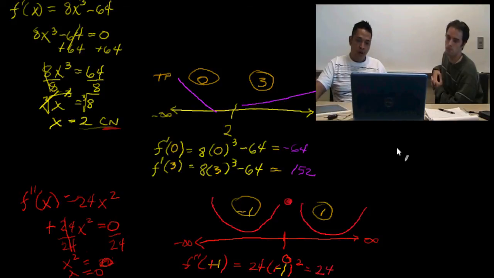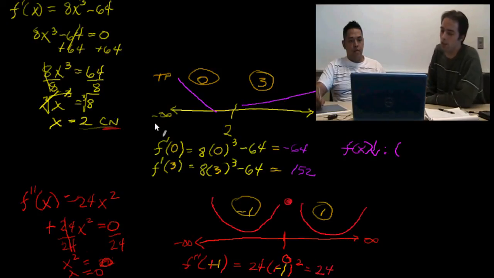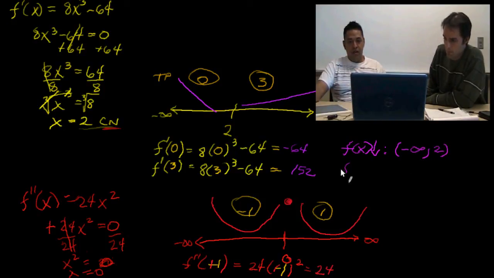So now, how will we label the intervals? Let's label them in purple. So I would say f of x is decreasing from what range to what range? Well, looking at our first derivative number line, it looks like it's decreasing from negative infinity to positive 2. And f of x is increasing from just on the other side, from positive 2 to positive infinity.